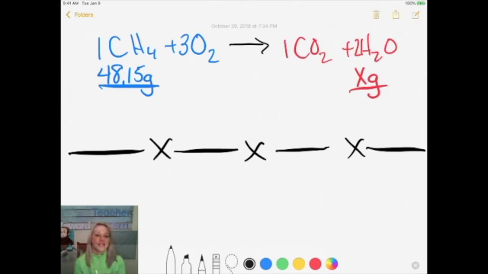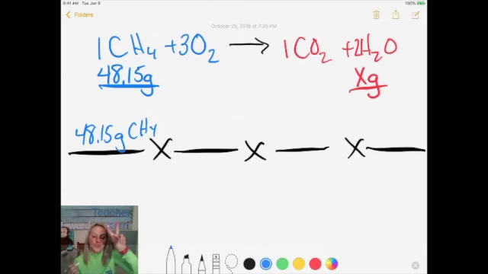Next thing I'm going to do is start with the number that we're given. So we're given 48.15 grams of CH4. So I need to put CH4 here because that identifies what 2 variables are associated with the number 48.15. From grams of CH4, we can go to moles of CH4.